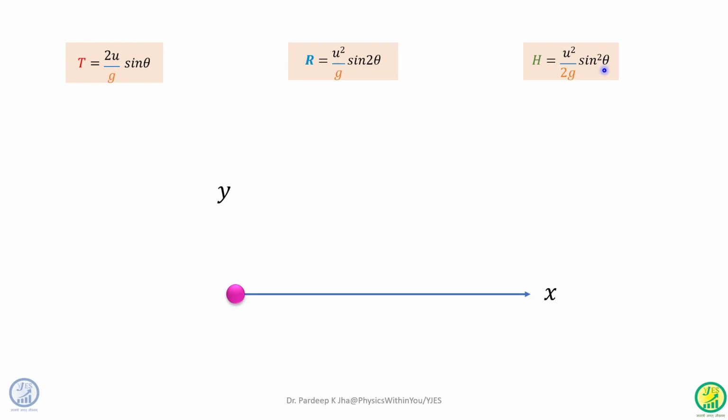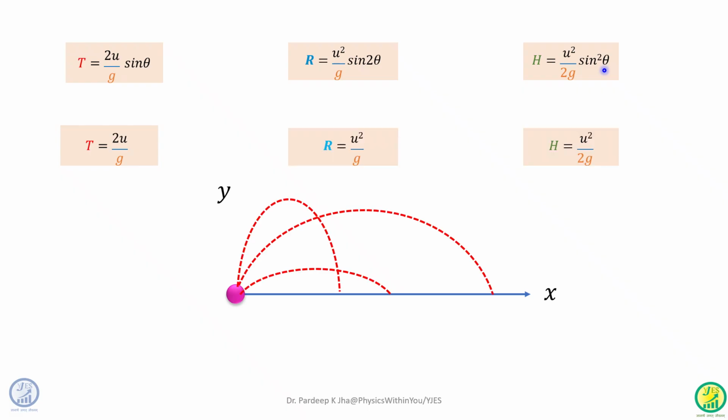But one very crucial thing is the range. If you maximize it, what will be your answer? When you say maximum, sine theta maximum is 1, right? R contains the value of sine 2 theta, so it is maximum when this term equals 1. And what does it mean? This term equals 1 only when theta equals 45 degrees.